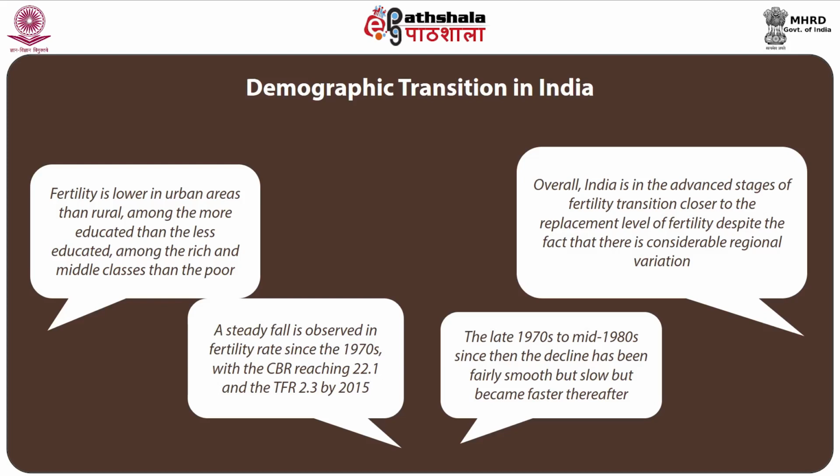From the late 1970s to the mid 1980s, the decline has been fairly smooth but slow and became faster after the 1980s. Overall, as we have pointed out, India is in the advanced stages of fertility transition, closer to the replacement level of fertility, despite the fact that there is considerable regional variation in the country. Let us look at some of these data which we have presented now. Look at the life expectancy in India.